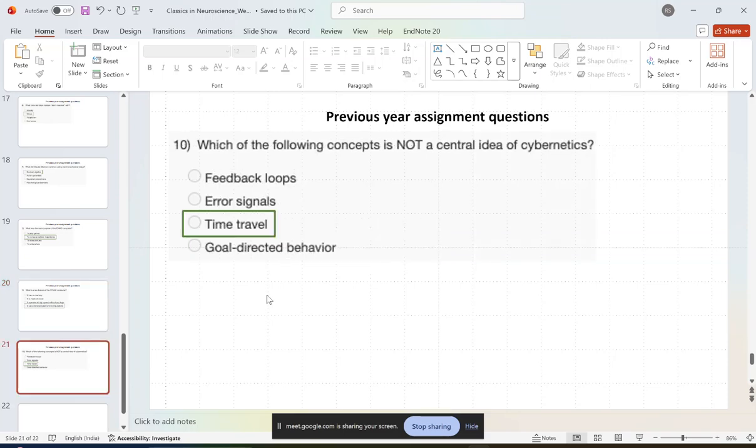Next, which of the following concepts is not a central idea of cybernetics? So, what was cybernetics?